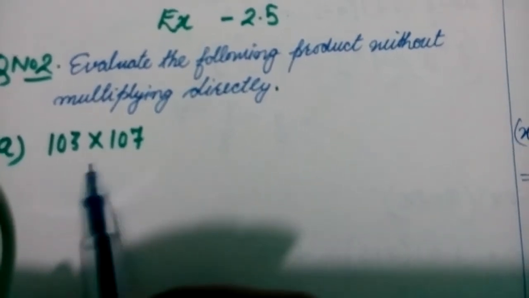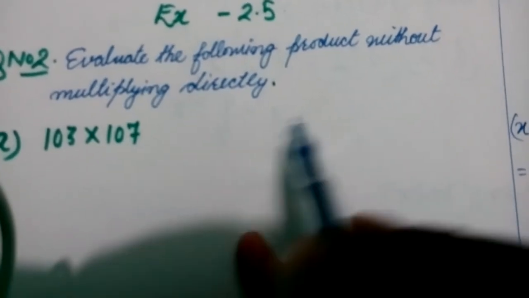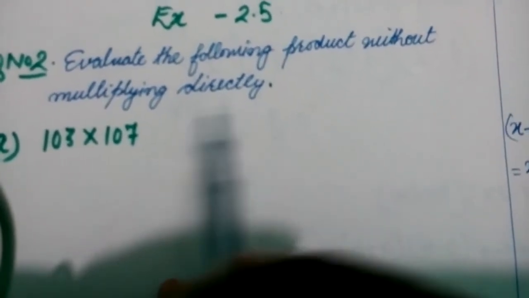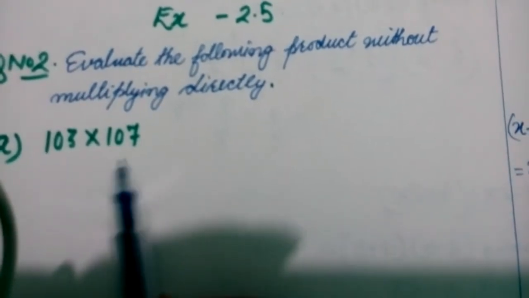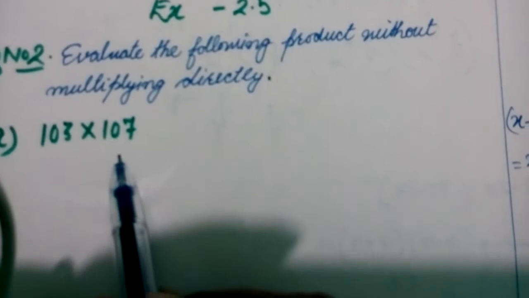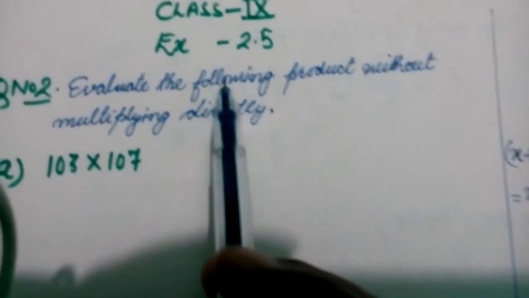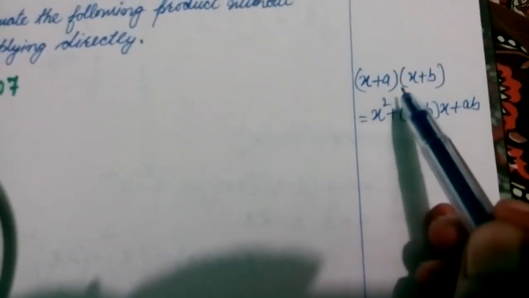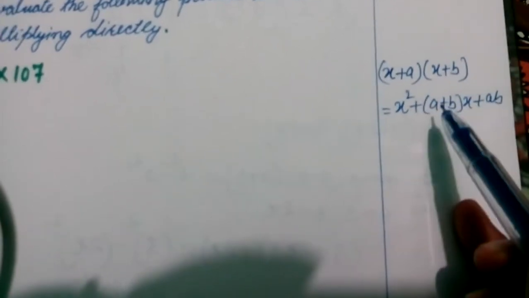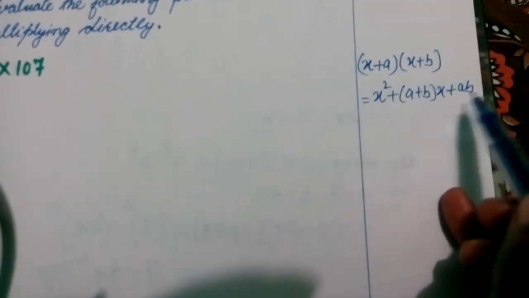That means you cannot multiply this by the direct method, 103 into 107. You can't apply this method. That means you have to find the product by the use of identity. Here again we can use the identity that we used in question number 1. What was that identity? (x + a)(x + b) is equal to x square plus (a + b)x plus ab.